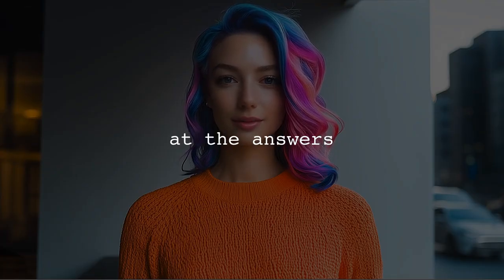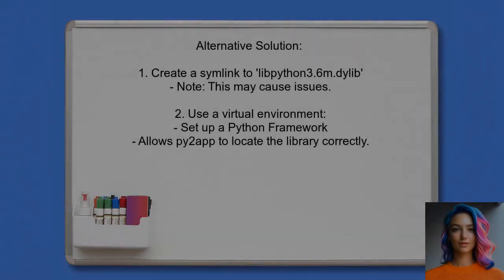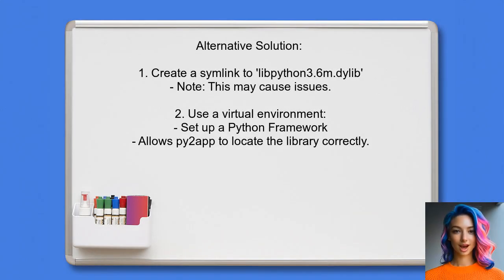Now let's look at the answers provided by other users. One alternative solution is to create a symlink to the existing library file. However, the user faced issues with this method. Instead, they found success by using a virtual environment that utilizes a Python framework, allowing Py2app to locate the library correctly.